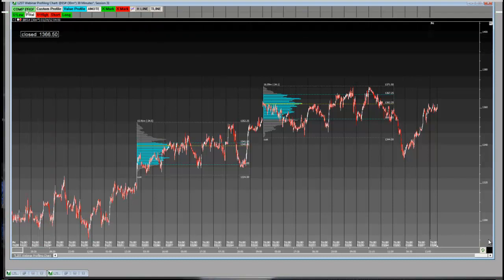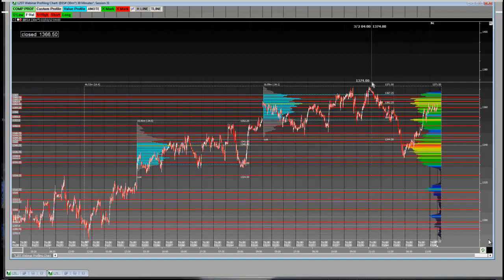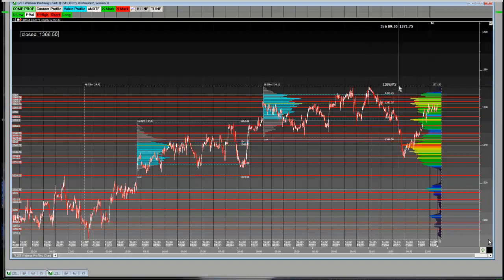Now, if I was to draw a profile, it doesn't matter where I take it from. I can take it from this low to high. I can take it from anywhere. I can draw it from this low, anywhere. Just draw a profile. It doesn't matter where it starts and where it ends. What you then do, once you've drawn that profile, let's get rid of these value profiles for now.